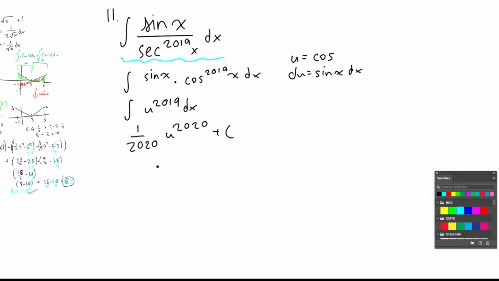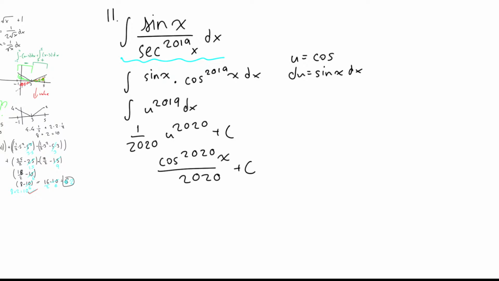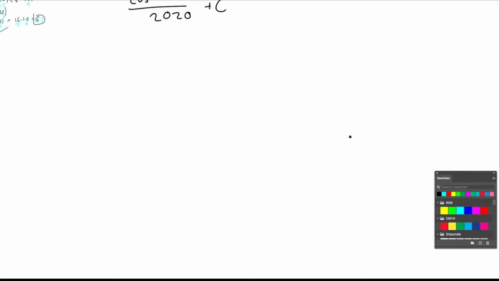That becomes cosine 2020 x over 2020 plus c. Let's see if this is correct. Okay, it's correct. And since that one was so simple, I'm never saying that for any of these problems again.